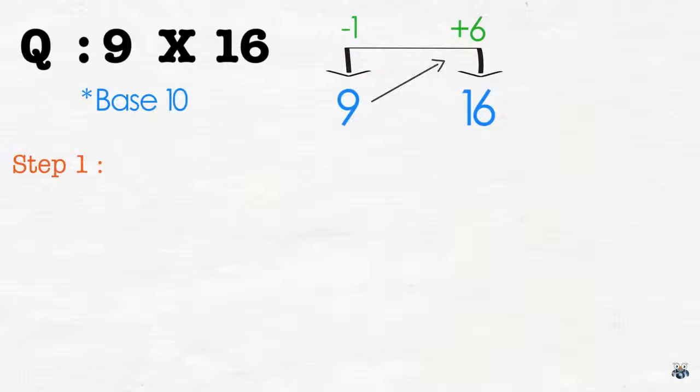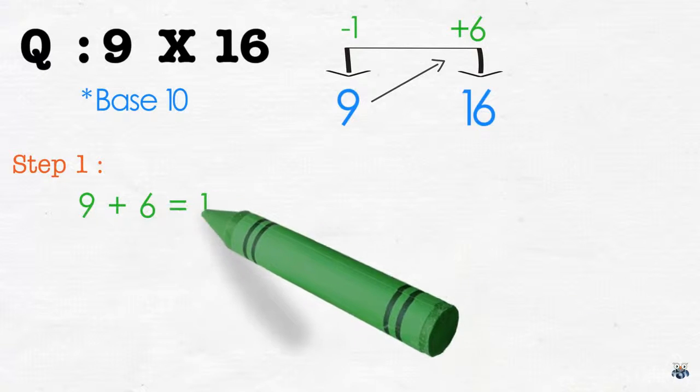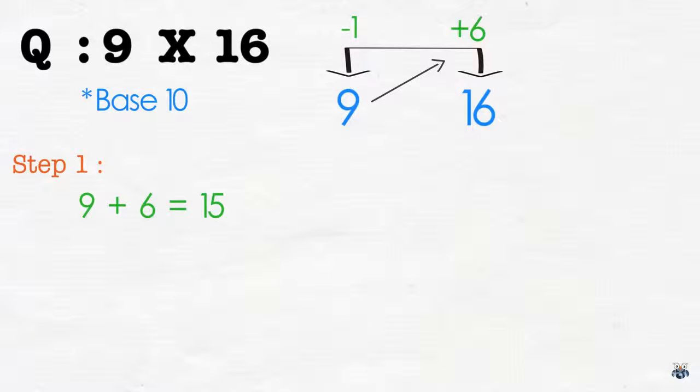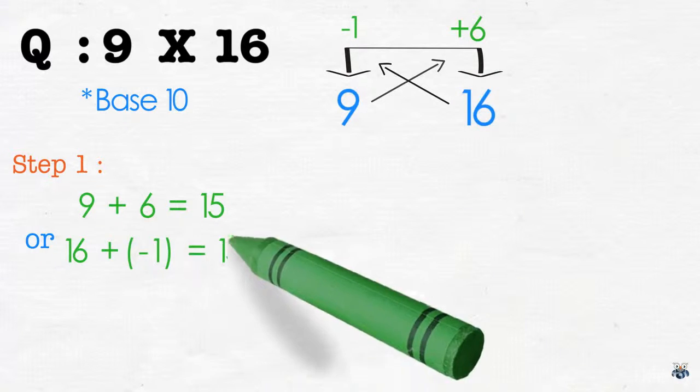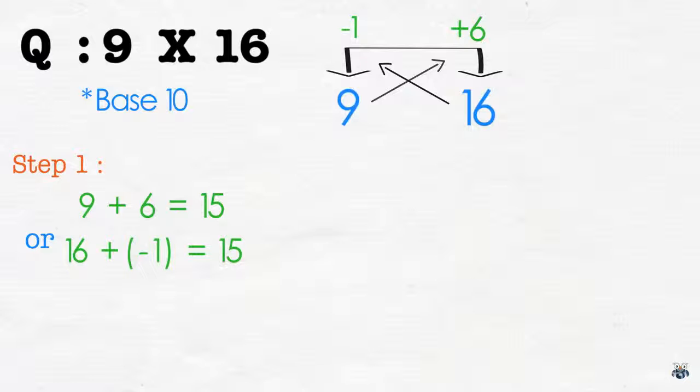Okay, we then add the first number and the second difference number. 9 plus 6 is 15. And what if we added the second number and the first difference number? That would be 16 plus minus 1, which is also 15. As you can see, we still get the same result, even though the difference numbers have different signs.